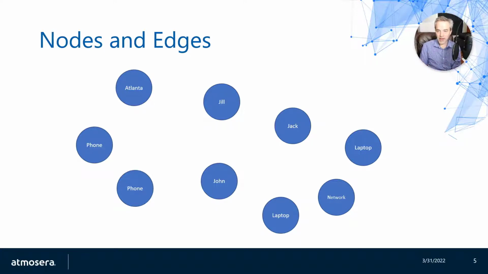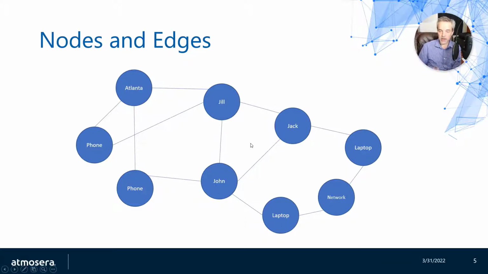The edges, as you might have guessed, are the relationships between all of these different nodes. And we want to express these edges as a verb of some kind. So Jill lives in Atlanta. This phone is in the Atlanta area code. John owns a phone. John owns a laptop. John is friends with Jack. Jack employs Jill. Jill employs John. So you have these relationships that are expressed in this way. This laptop belongs to this network. So you have all of these different kinds of relationships expressed by these nodes.